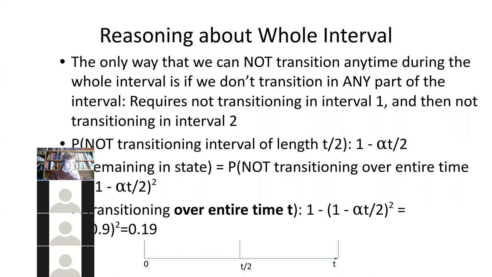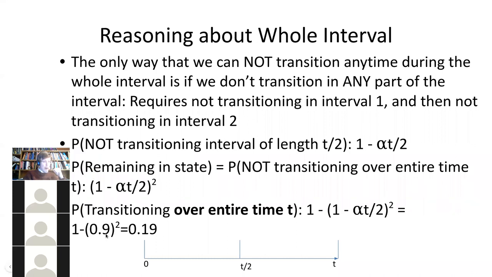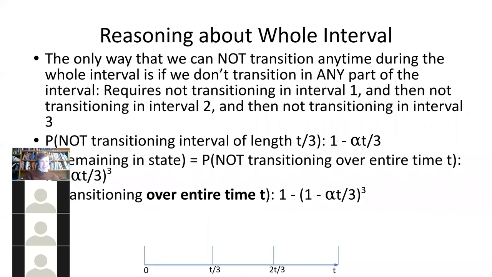0.9 squared is 0.89. So 1 minus 0.89 should be 0.11. I don't think so. 0.9 squared is 0.81. Right? 0.9 squared, 9 times 9 is 81. Oh, yeah. No, that's my mistake. Sorry. I love numbers. I love my numbers. So no worries. I appreciate any corrections people may have.